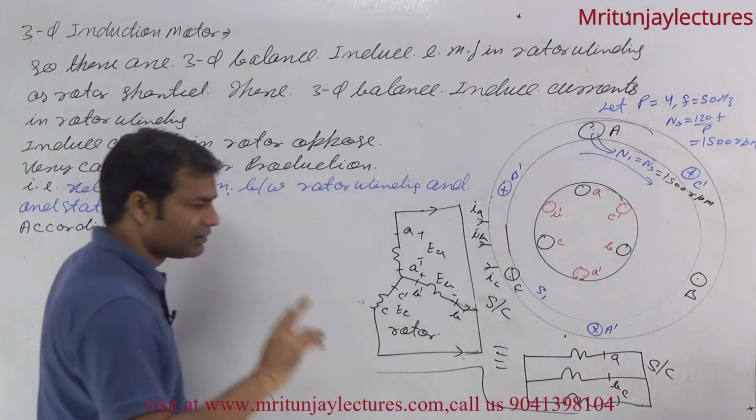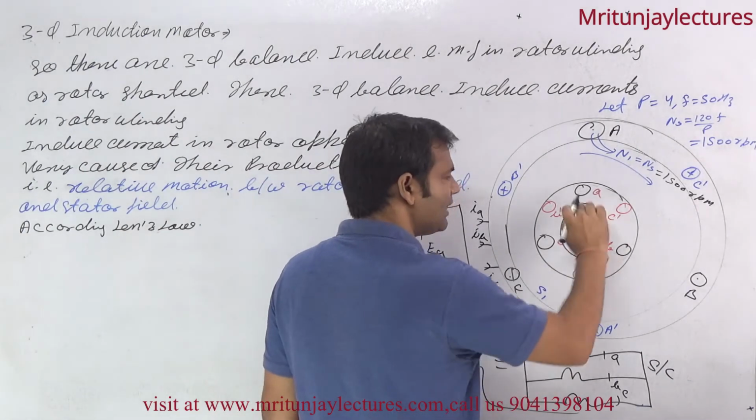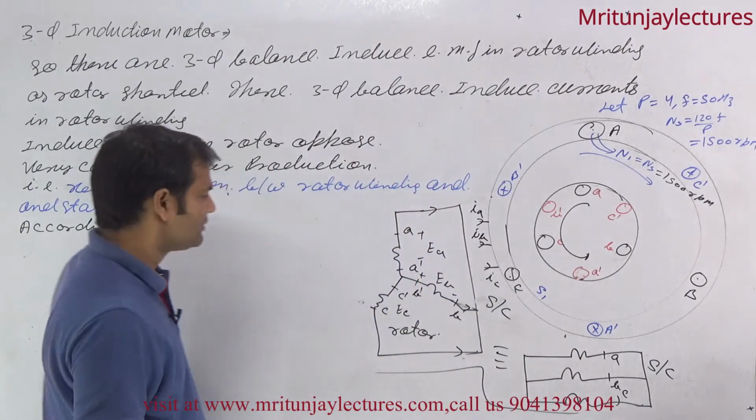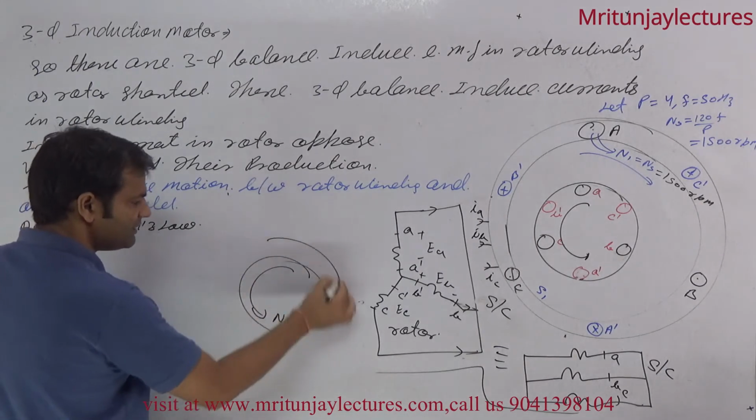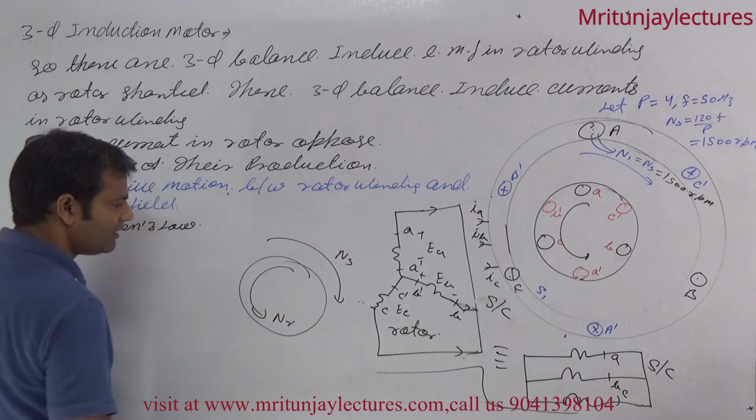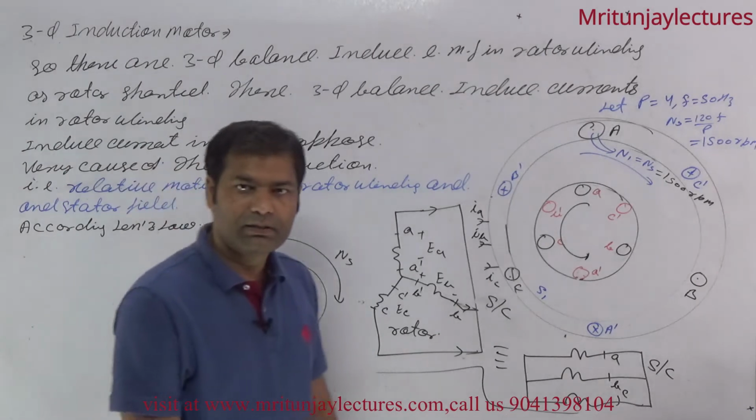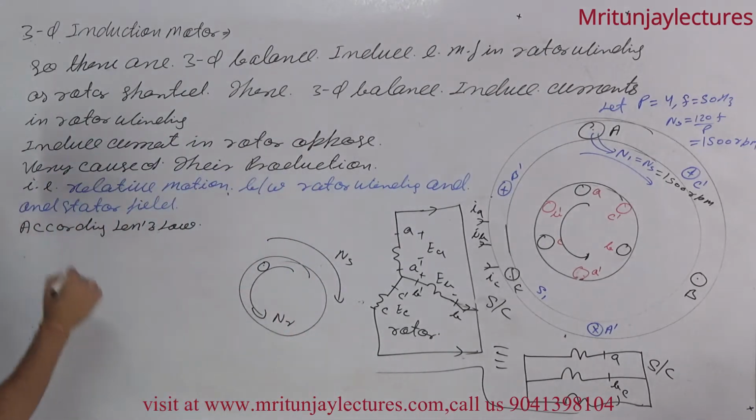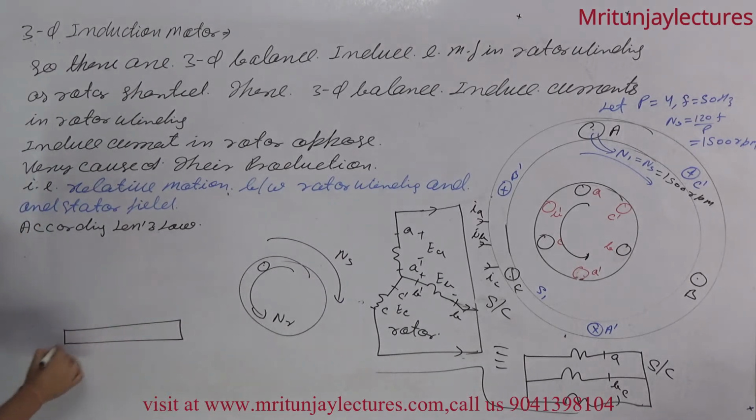The rotor is rotating. There are two possibilities: the rotor rotating like this one, or rotating like this one. Suppose the rotor rotates in the opposite direction of the stator field. This one is the stator field and you sit on this one. If you make a linear diagram, this is stator capital A and this is small a.